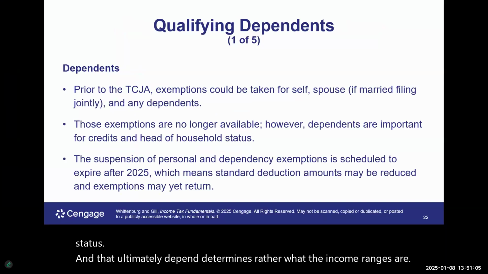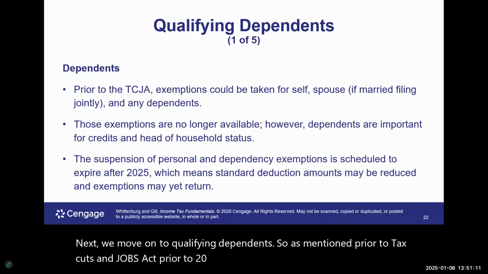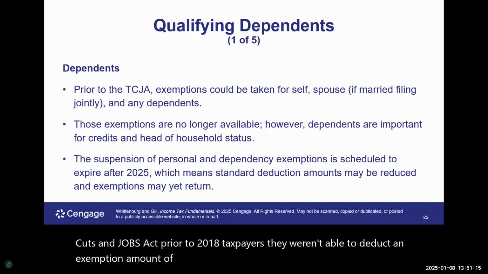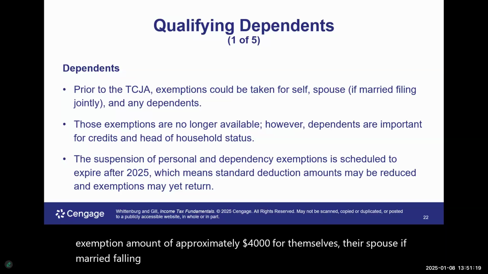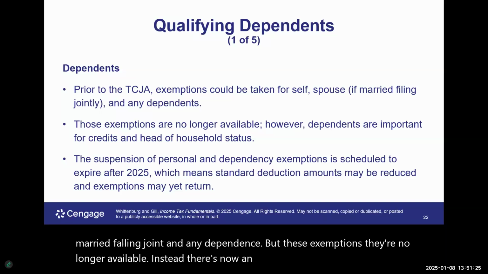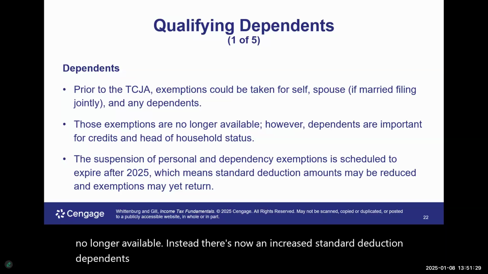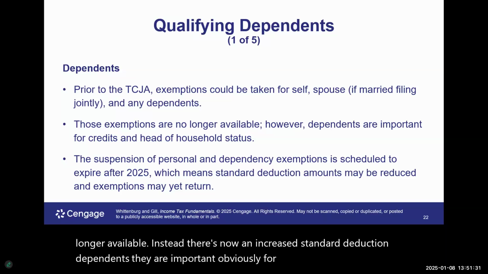Next, we move on to qualifying dependents. As mentioned, prior to the Tax Cuts and Jobs Act, prior to 2018, taxpayers were able to deduct an exemption amount of approximately $4,000 for themselves, their spouse if married filing joint, and any dependents. But these exemptions are no longer available. Instead, there's now an increased standard deduction. Dependents are important, obviously, for credits and the head of household status.